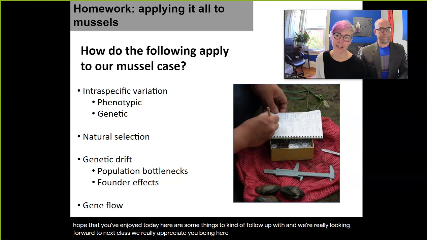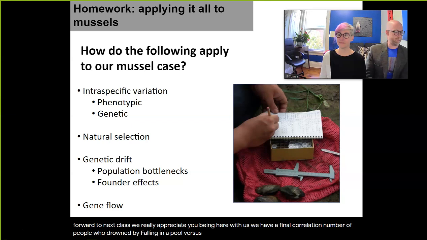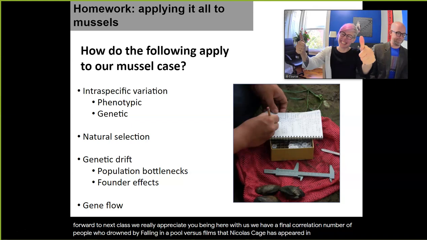We have a final correlation. Number of people who drowned by falling in a pool versus films that Nicolas Cage has appeared in. Yes. I like to imagine, though, he's crazy enough that he might go around pushing people in pools.